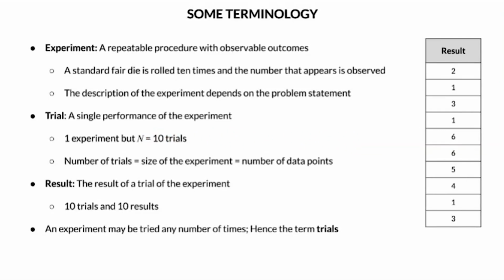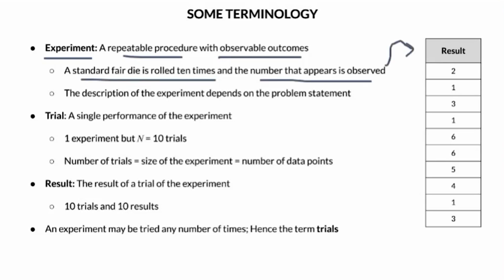These are things that we know. An experiment is essentially just a repeatable procedure with observable outcomes. Very simple example so that we can understand properly: a standard fair die is rolled 10 times and the number that appears is observed. This is exactly what you can see here on the right side. These are the numbers that appeared on my die, and I have rolled the die 10 times. That's my experiment.